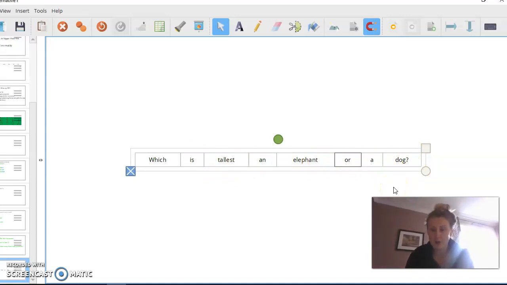Now, as an extra challenge here, what you can do is you can reply to Mrs. Cockram's sentence in a full sentence, okay? So which is tallest, an elephant or a dog? A dog is taller than an elephant, Mrs. Cockram. Would you put that? Have a think about that.